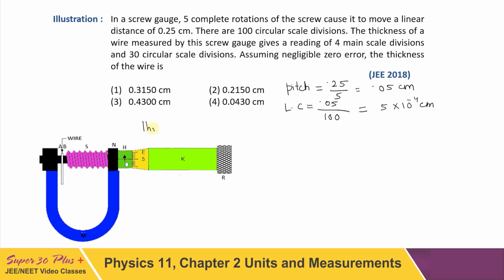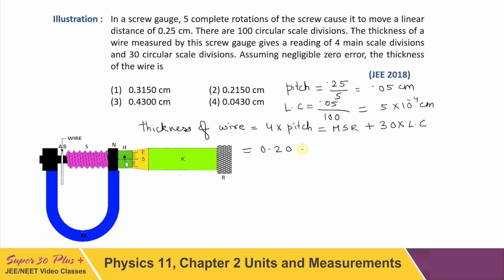So the thickness of the wire is equal to 4 main scale divisions. So 4 into pitch, as I had already told you that the pitch is 1 main scale division. So it has to be multiplied with the pitch to give the main scale reading. 4 into pitch is your main scale reading, plus the vernier scale reading. The vernier scale reading is given here: the 30th division is coinciding. So 30 into least count.